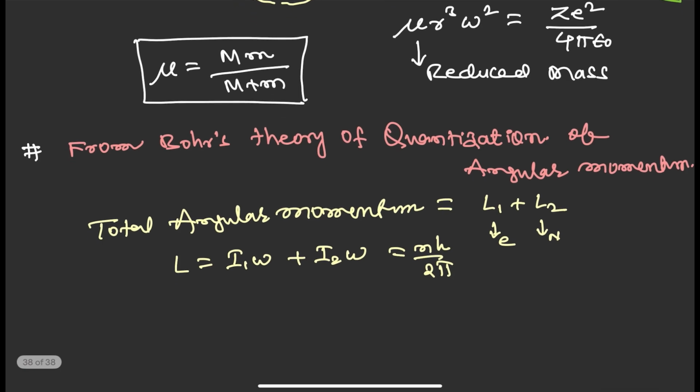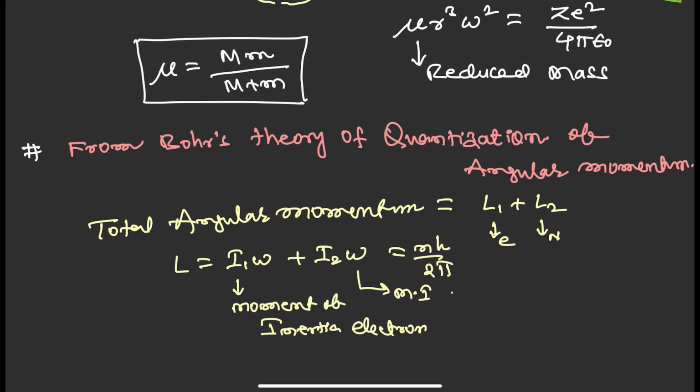So we can write it as this. Here I1 is the moment of inertia of the electron, and I2 is the moment of inertia of the nucleus.